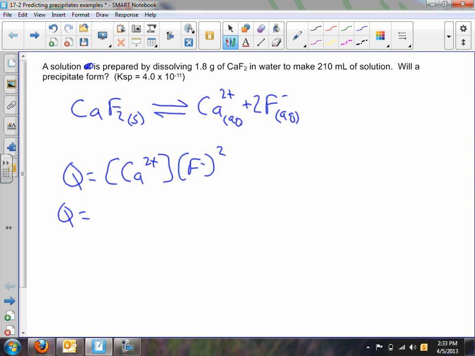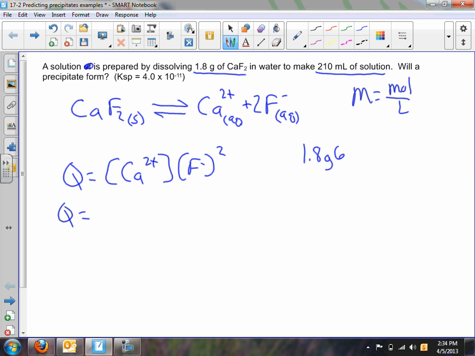All I'm given is the grams of calcium fluoride and the milliliters of solution. And we know that we need concentrations. Well, concentrations are molarities. So what I first need to do is find the molarity of my calcium fluoride. So molarity, we know, is moles over liters. So I'm going to need to change my grams into moles.